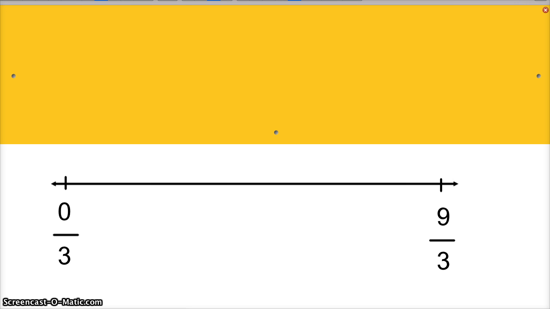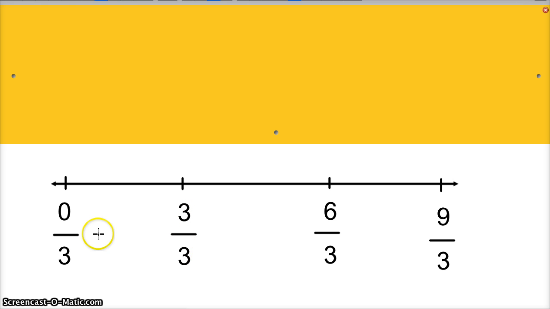Okay, I think this is the last one. Draw one more number line and have your endpoints be 0/3 and 9/3. Pause the video while you do that. Okay, now what I want you to do is split this into chunks, 3 chunks. 1, 2, 3 chunks, and then label them with these numbers I've already given you.